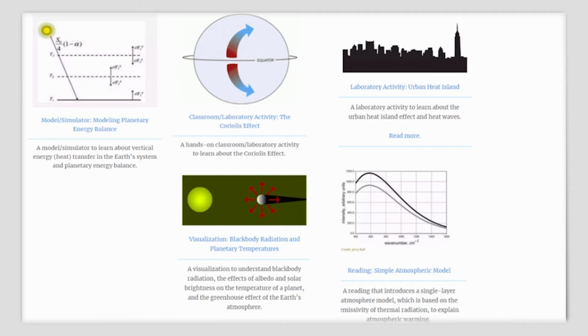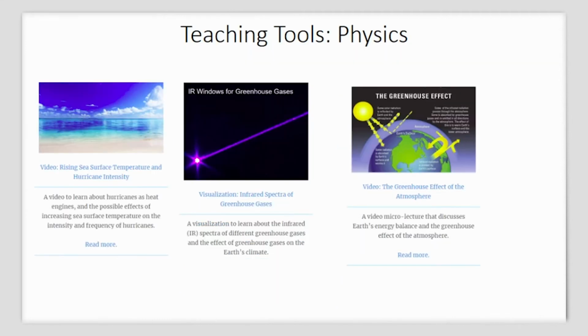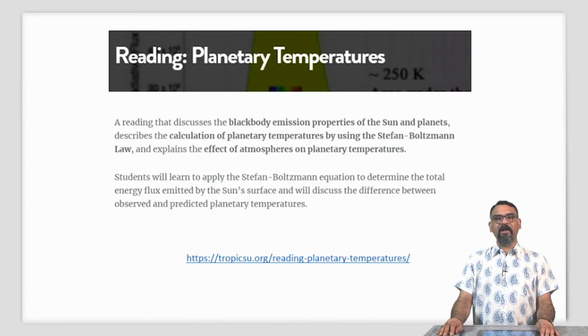which is based on the emissivity of thermal radiation to explain atmospheric warming, a video to learn about hurricanes as heat engines and the possible effects of increasing sea surface temperature on the intensity and frequency of hurricanes, a visualization to learn about the infrared spectra of different greenhouse gases, a video micro lecture that discusses Earth's energy balance and the greenhouse effect on Earth's atmosphere, and many other tools. Let us take a look at a few of these tools in some detail.